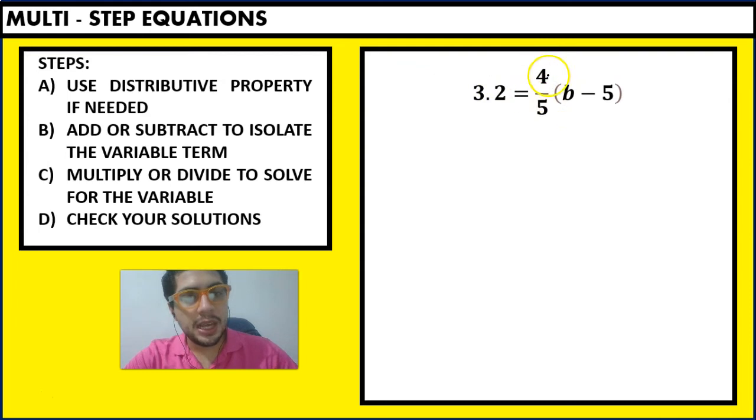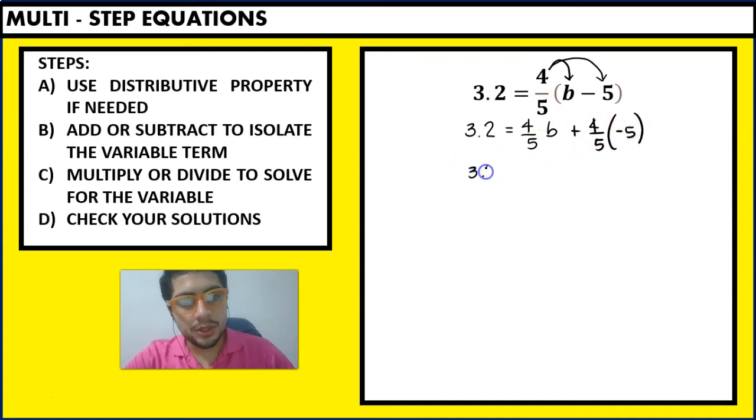So guys, the first thing we need to do in this case is use the distributive property in order to multiply 4 divided by 5 by the whole parenthesis. So when that happens, we need to multiply by each term in the parenthesis. So 4 divided by 5 multiplied by b is 4/5 of b, and then it's going to be plus 4 divided by 5 times negative 5, right? So this is going to be 3.2, and that is going to be equal to 4 divided by 5b, right? And then 4 divided by 5 times negative 5. So this is going to be minus 1. And then minus 1 times 4 is going to be minus 4.